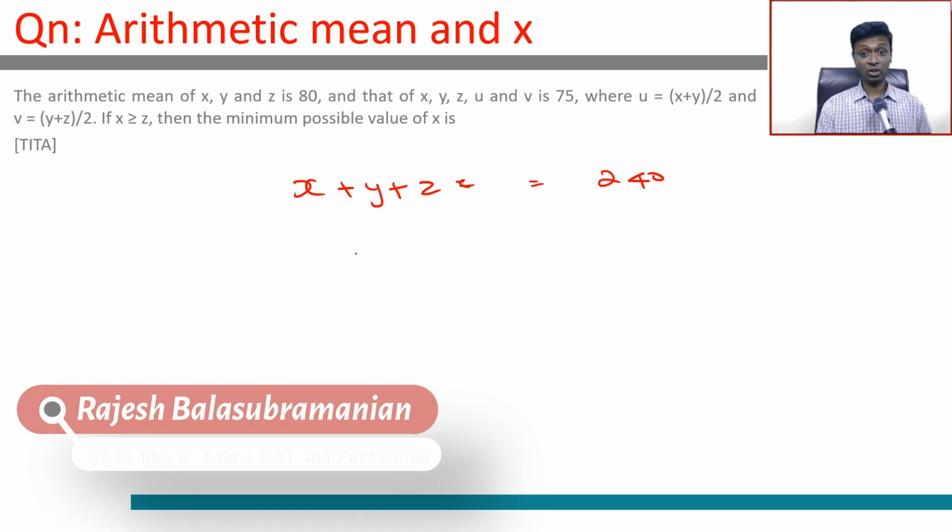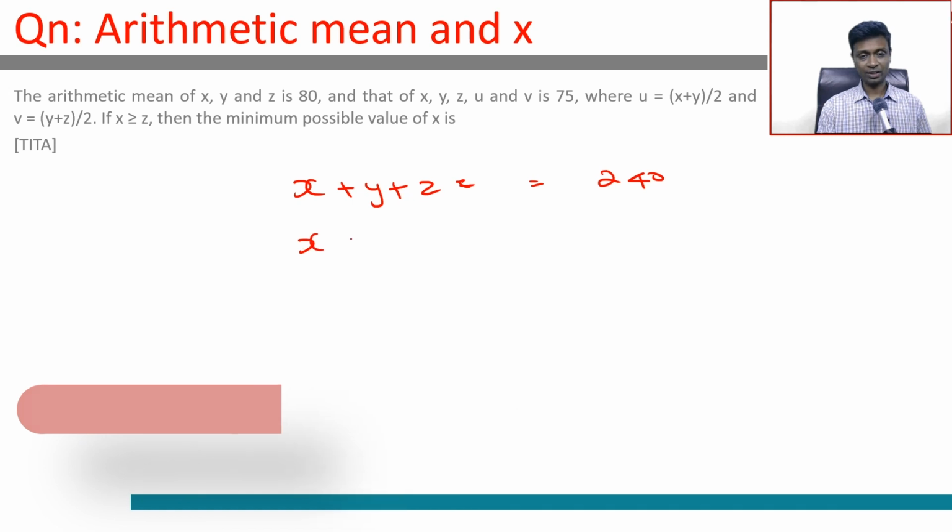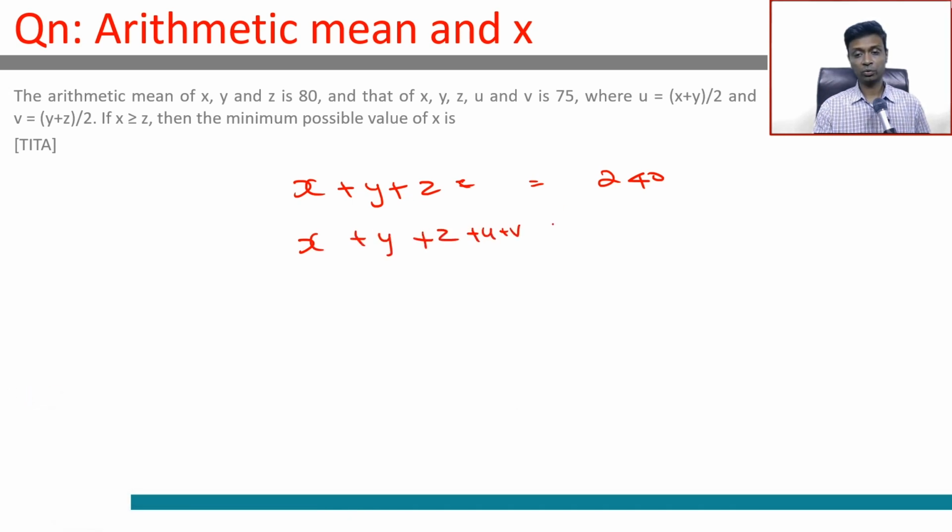The arithmetic mean of X, Y, Z, U and V: X plus Y plus Z plus U plus V equals 75 into 5, which is 375. Or U plus V is 375 minus 240, which is 135. Where U is (X plus Y) by 2 and V is (Y plus Z) by 2.